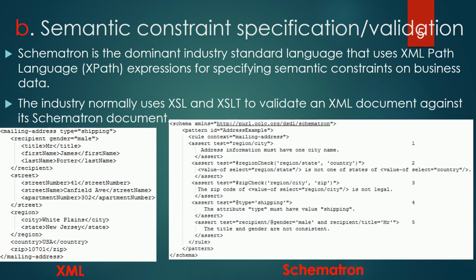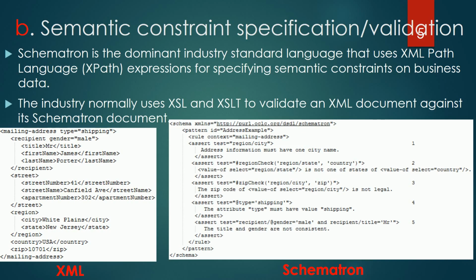There are 4 layers in the Schematron hierarchy: schema, pattern, rule, and assert. Each assertion defines a test attribute and is grouped into rules, and each rule defines a context attribute. Each rule is then grouped into patterns, and each pattern defines an ID attribute. Each pattern is grouped into the root element, schema.